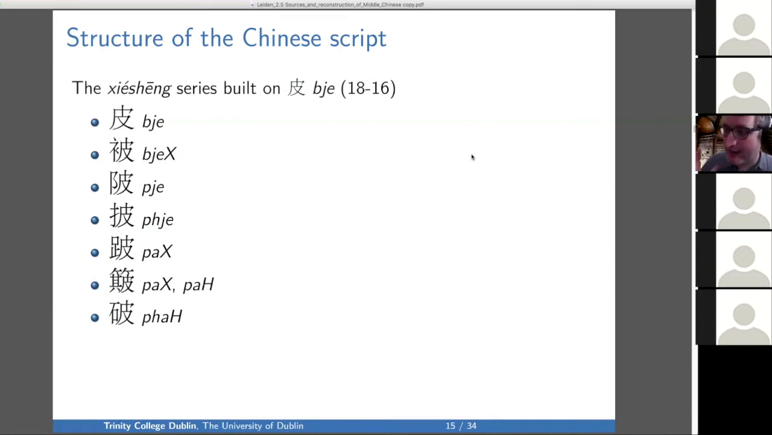So Duan Yucai had a hypothesis that is extremely influential methodologically, which is that two things in a xiesheng series would have been able to rhyme in Old Chinese. Now, one issue that we will come across, which the last question was also about, is what does it mean to rhyme? It tells you something about phonetic similarity, but it is also a cultural thing, right?